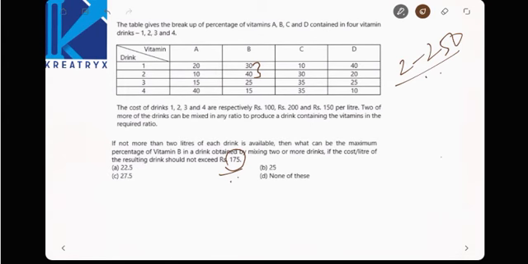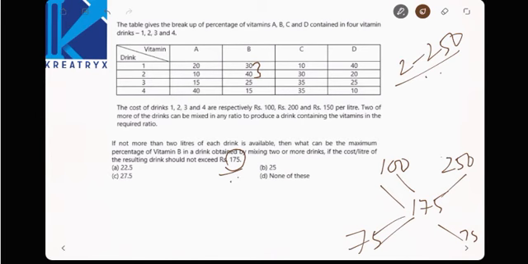See here, drink 1 costs 100 rupees and drink 2 costs 250 rupees, and your mixture cost must be 175. Now what must be the mixing ratio? See here, 175 minus 100 is 75, and 250 minus 175 is 75. Now drink 1 and drink 2 must be mixed in a 1:1 ratio, right?